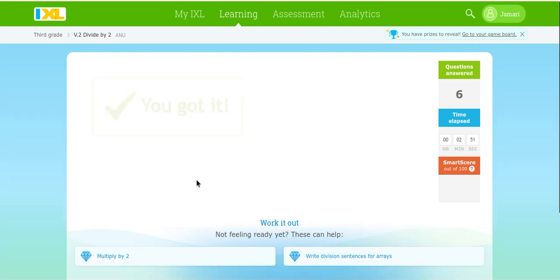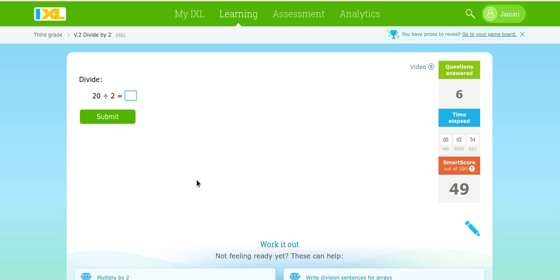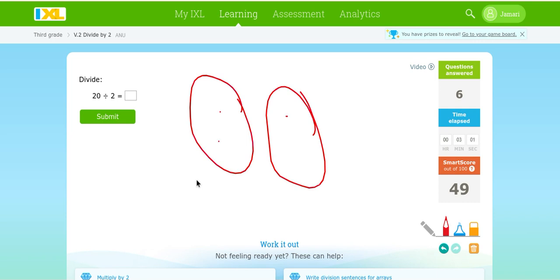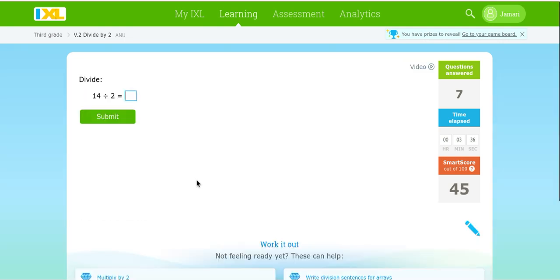7 divided by 2, 6. 20 divided by 2. Now we're gonna have 2 groups. 1, 2, 3, 4, 5, 6, 7, 8, 9, 10, 11, 12, 13, 14, 15, 16, 17, 18, 19, 20. 1, 2, 3, 4, 5, 6, 7, 8. 20 divided by 2 is automatically going to be 8 because you see 8 in each group. Oh, well, that's going to be 7.